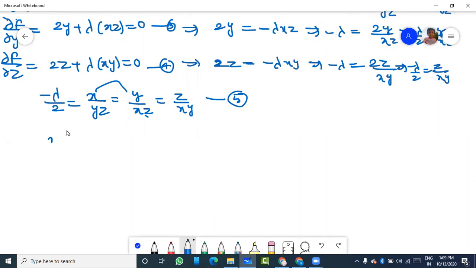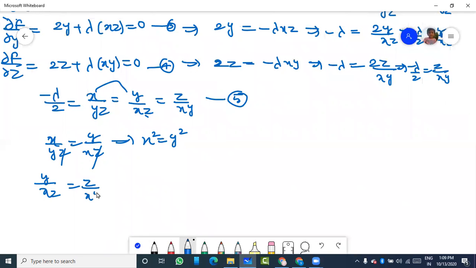Here, we can take x by yz equal to y by xz. Z cancels. By cross multiplication, we are getting x square equal to y square. Next, equate y by xz equal to z by xy. X cancels, we are getting y square equal to z square. If you take the last two also, y cancels, we are getting x square equal to z square.